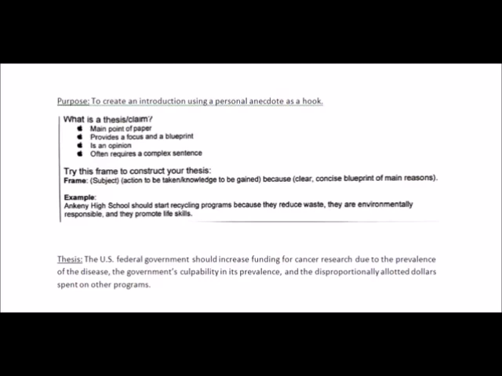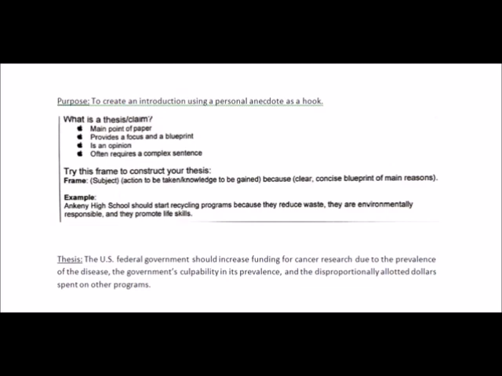Our purpose today is to create an introduction using a personal anecdote as a hook. A personal anecdote is a story, in this case personal, to connect the reader on a human level to the topic at hand. We will be able to break the rule of I and me, but only for this section of the paper, and then we will transition back into the formal usage of a third person.